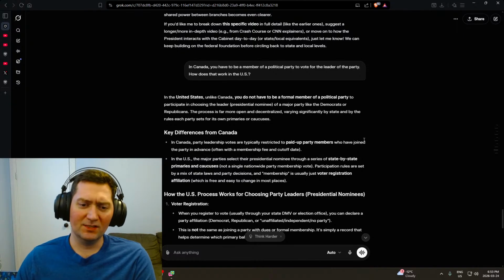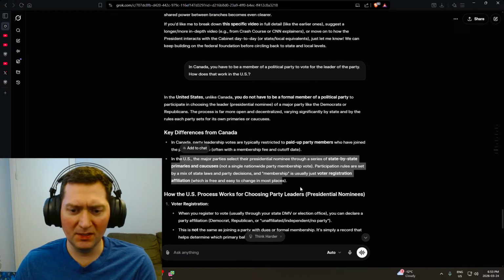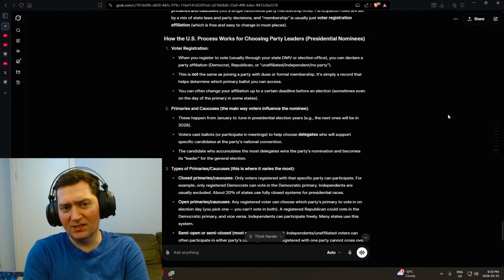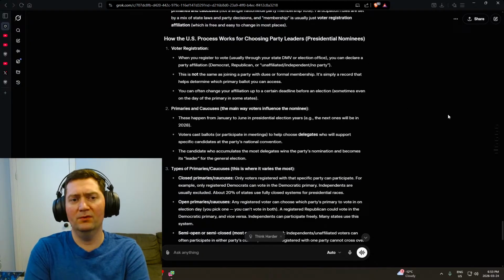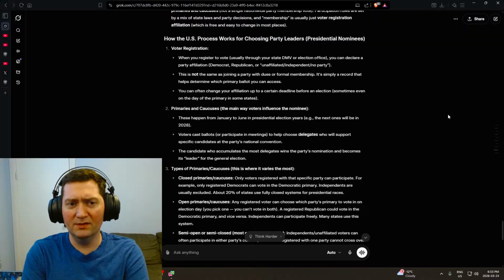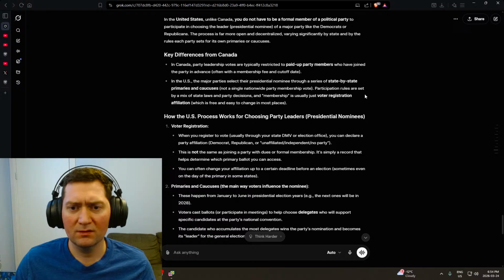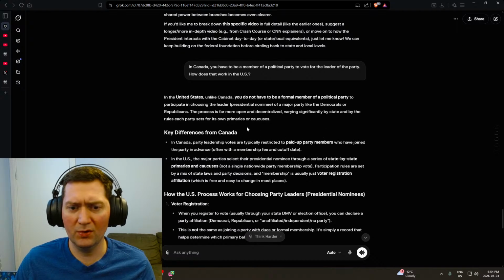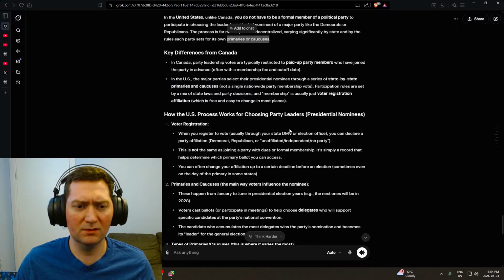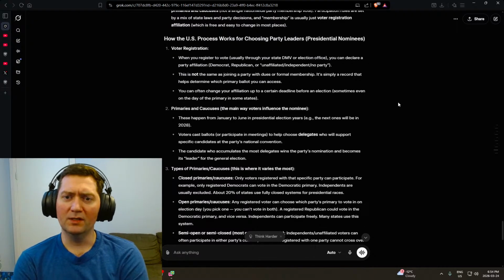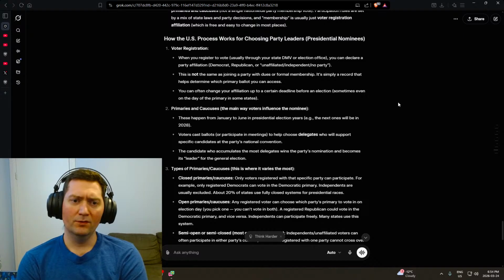Okay, that sounds like it's going to make the process of selecting a nominee far more complicated, if each state is essentially choosing how it runs its own caucuses. What was the other word for that? Primaries or caucuses. How the U.S. process works for choosing a party leader. Voter registration, primaries and caucuses.